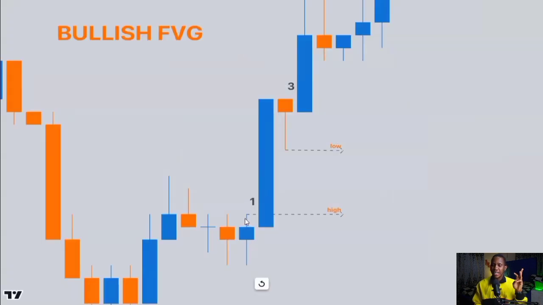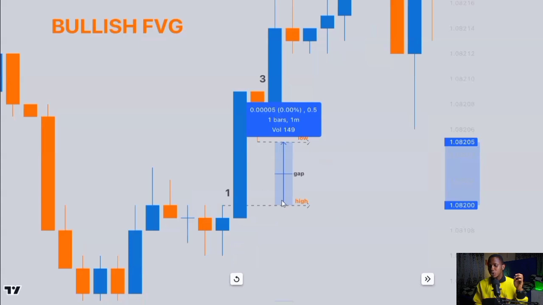So this is what I mean, guys. I said that it is what? A 3 candle sequence. Can you see that? This is the first candle, second candle, and our third candle. And we say for a bullish fair value gap, it is what? This is the high of the first candle, and this is the low of the third candle. And if you get your measuring tool to measure from the high of the first candle to the low of the third candle, you see that there is a gap.